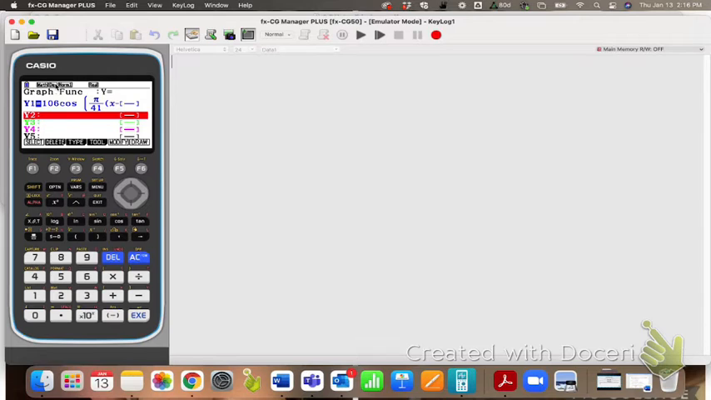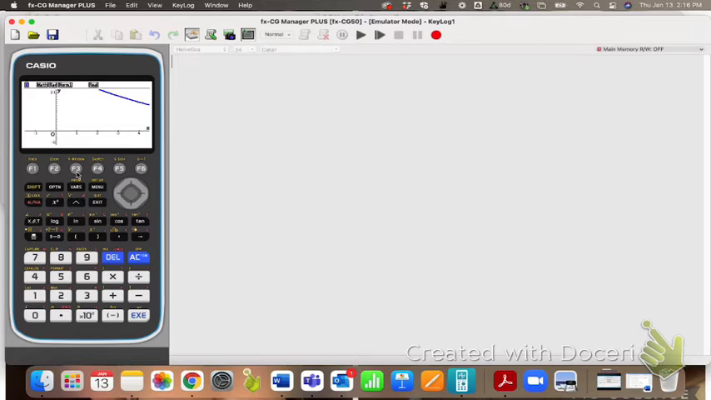So my mode can't be in degrees. My mode needs to be in radians. So I'm going to go to Shift, Setup, and I'm going to go down until it says angle, and I'm going to change that to radians. All right, so that's going to help me get my picture a little bit better. What I also need to do, so there's a little bit of my graph, not enough though.